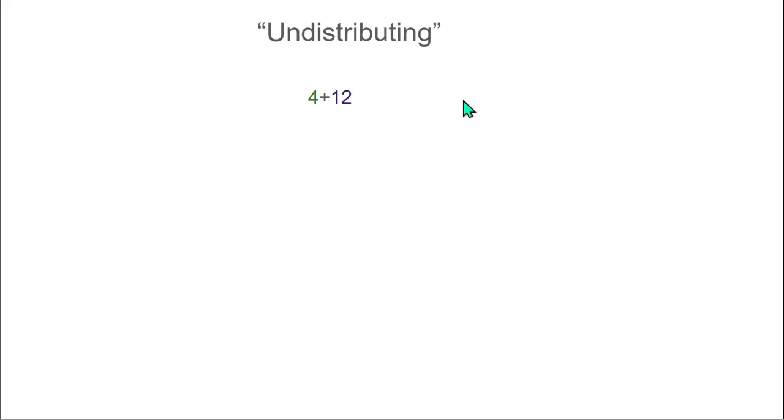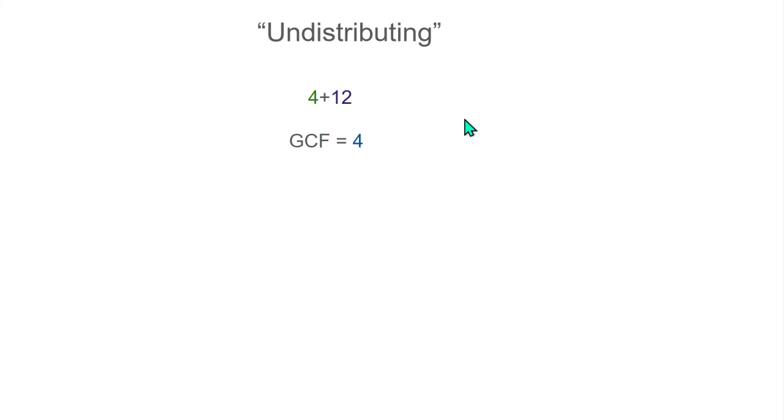Now we're going to look at a use for GCFs that I have dubbed undistributing. Say we have the expression 4 plus 12. If we were to undistribute it, we would attempt to turn it into an equivalent expression with parentheses that could be distributed to get 4 plus 12. There are many ways to do this, but the one we'll focus on involves finding the GCF of 4 and 12, which hopefully you can see is 4. With this information, we're going to divide each term by the GCF, 4, which will get us 1 plus 3.